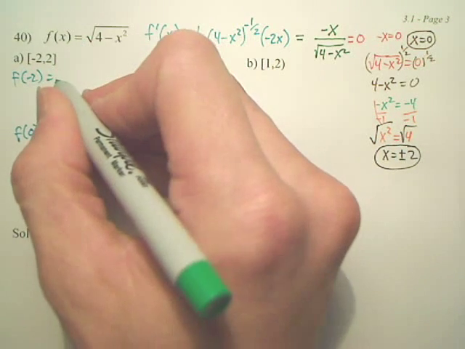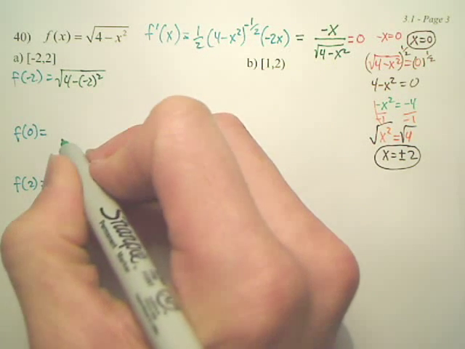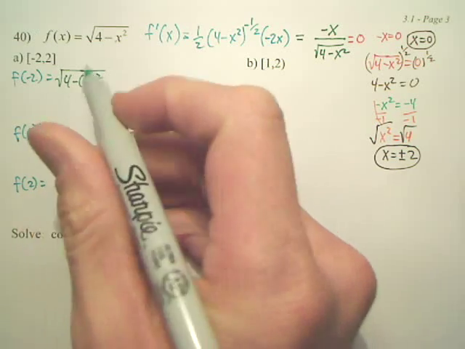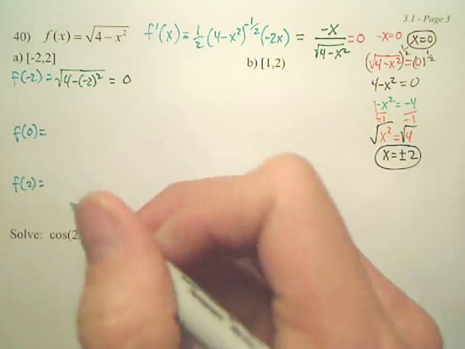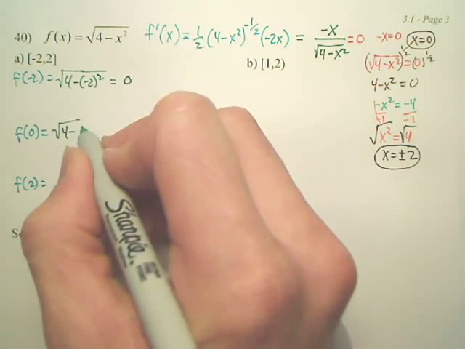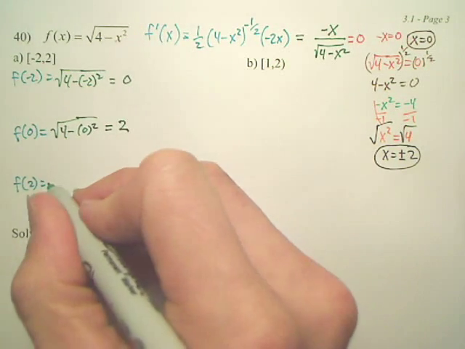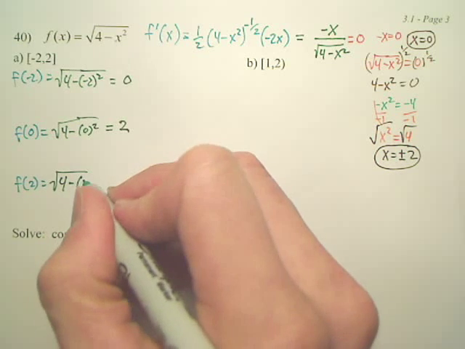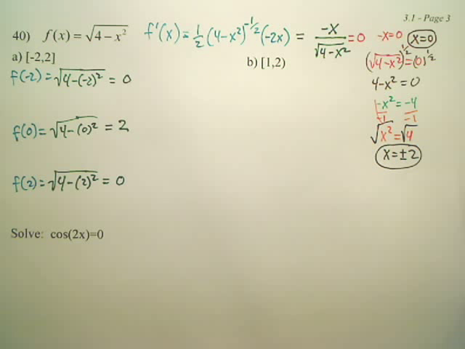So f of negative 2 is going to be the square root of 4 minus negative 2 squared, which looks like it's going to be 0. Not very high, but we'll see. Could be the highest still. Or low. What is it? We'll see. Next one is the square root of 4 minus 0 squared, which is 2. And we have 4 minus 2 squared, which is also 0. So those are our 3 possibilities.